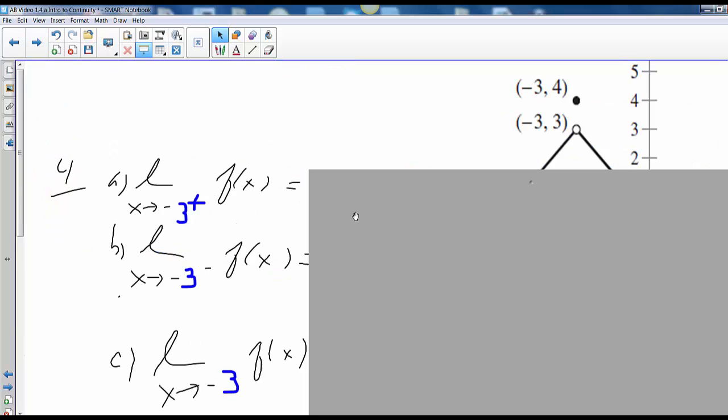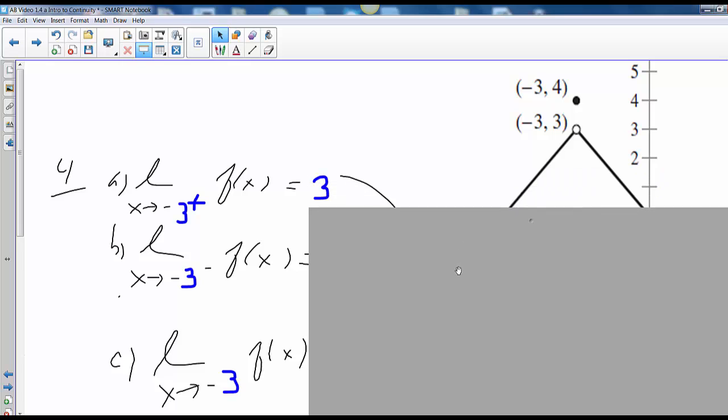Okay, so here's another example. They're going to ask for the two one-sided limits, and then they're going to ask for the two-sided limit. The limit as x approaches negative 3 from the right side, so you're on the curve approaching negative 3 from the right side. The height that you reach is almost a height of 3. So that limit is equal to 3. The limit as x approaches 3 from the left side, again approaches a height of 3.